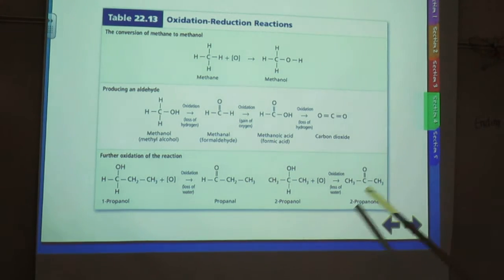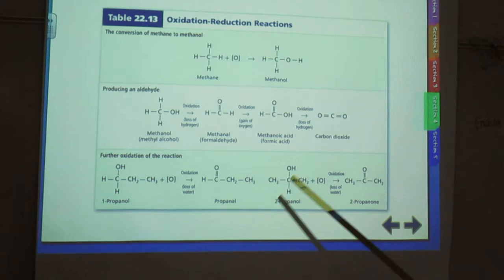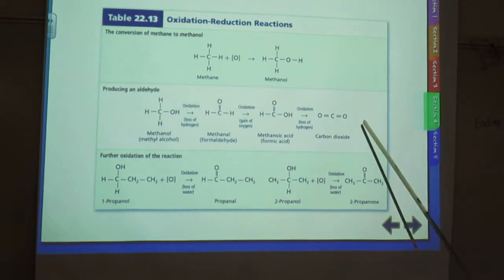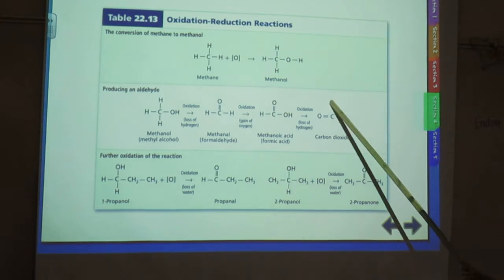So this is just a perfect example of what would happen in a lab. Say you wanted to make carbon dioxide. You could go through all these steps just to find your final product.